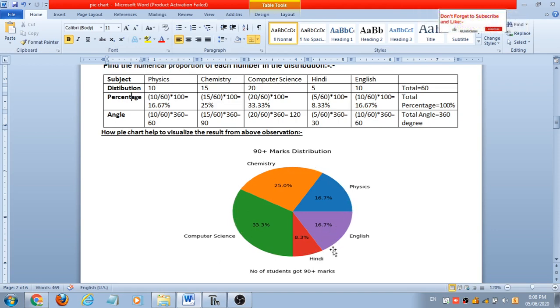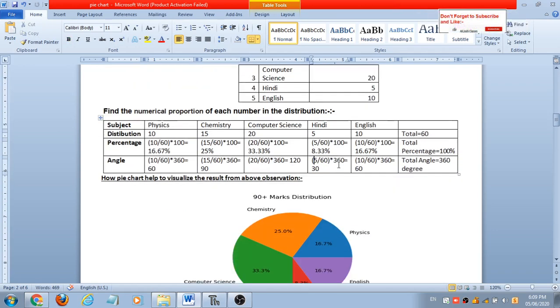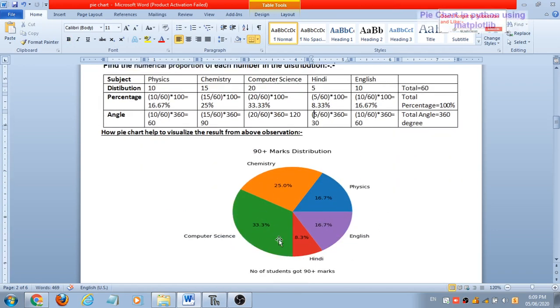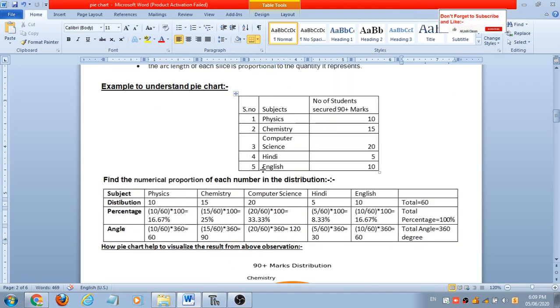So this whole circle is 360 degrees, and it is divided for different values as per their corresponding angles. So what is the pie chart actually showing? It shows that computer science has the maximum, meaning 33.3 percent of the total 60 students got 90 plus marks. Out of these 60 students, 25 percent got 90 plus marks in chemistry. So like this we can draw the pie chart. This is the mathematical calculation.